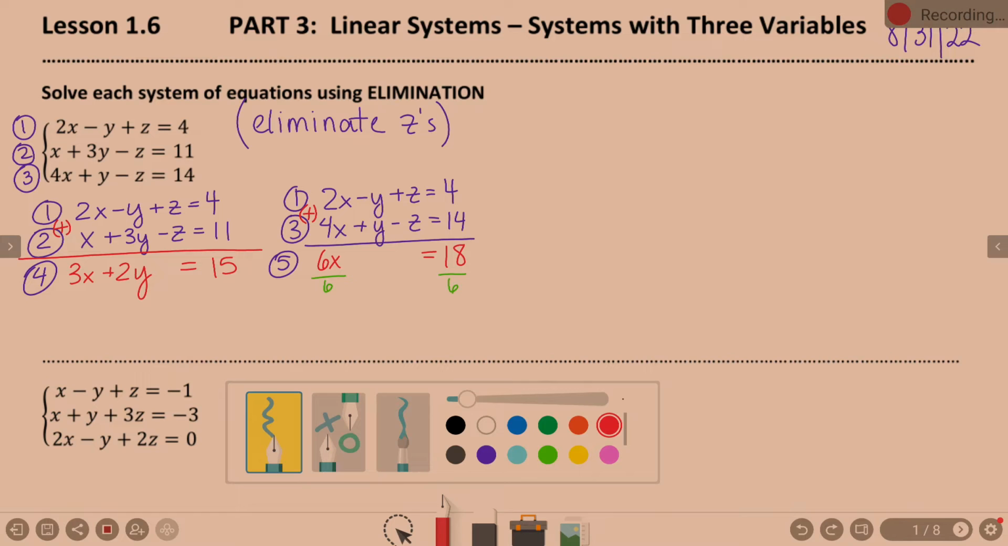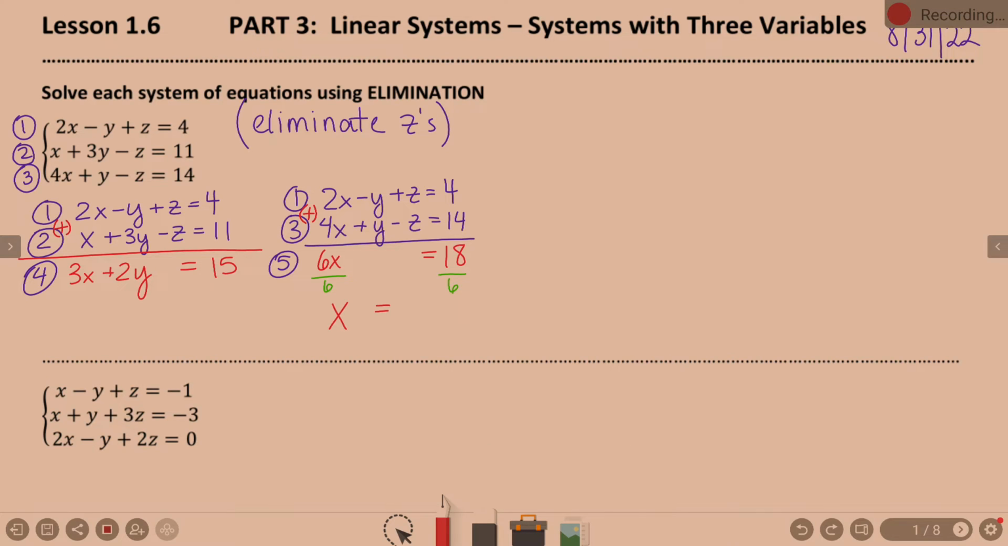And we're going to get that x is 3. Okay. We have an answer. Am I done with this problem? Nope, you gotta plug it in. Okay. We have to plug it in.